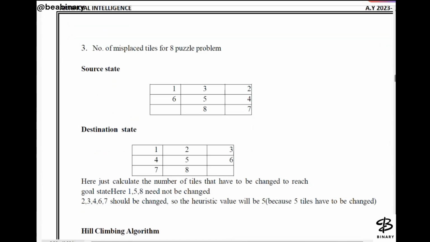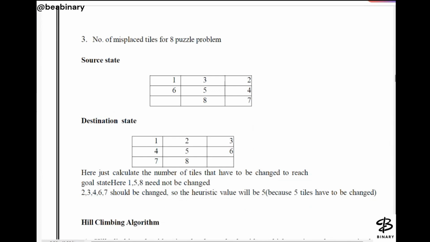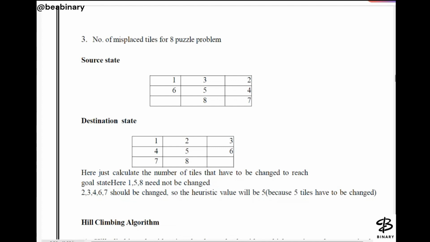Here we just calculate the number of tiles that have to be changed to reach the goal state. 1, 5 and 8 need not be changed. What needs to be changed? 2, 3, 4, 6 and 7 should be changed. So we will decide our move according to these tiles only. So the heuristic value will be 5 here. With the help of the Manhattan distance, we can calculate the heuristic value, and here we find that the heuristic value is 5 because only 5 tiles have to be changed to reach the destination state.